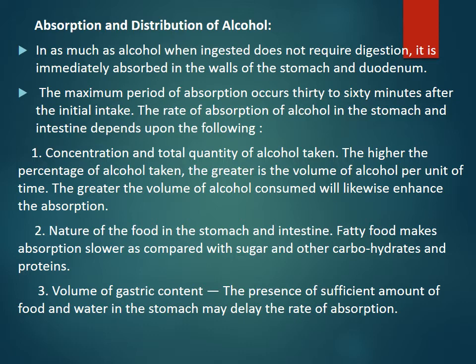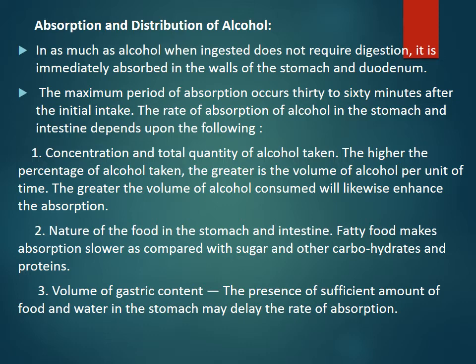The rate of absorption of alcohol in the stomach and intestine depends upon the following. First, concentration and total quantity of the alcohol taken. The higher the percentage of alcohol taken, the greater is the volume of alcohol per unit of time. So, the greater the volume of alcohol consumed will likewise enhance the absorption. Okay? Nature of the food in the stomach and intestine. Fatty food makes absorption slower as compared with sugar and other carbohydrates and protein. Okay? So, if you eat fatty foods, then the absorption of alcohol in the stomach is slower.